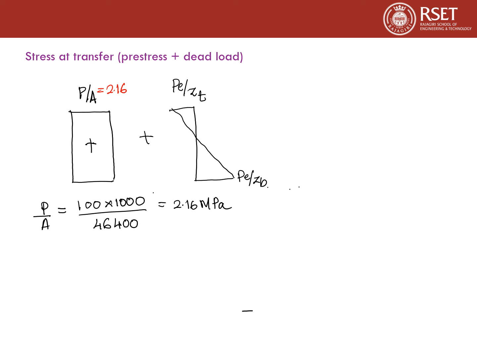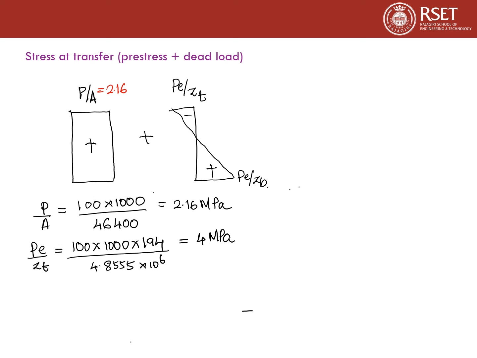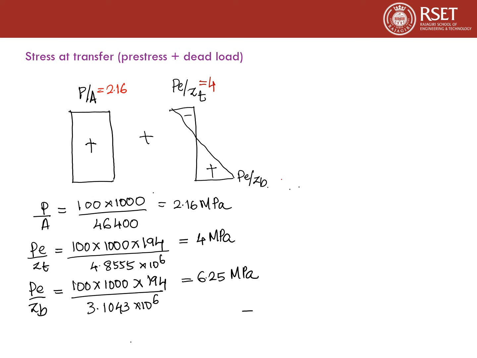Now due to the eccentricity of pre-stress there will be a hogging moment. Due to that there will be a bending stress PE by ZT at the top and PE by ZB at the bottom. Here you have top tension and bottom compression because it's a hogging moment. Calculating PE by ZT, P is 100 kilonewton into the eccentricity 194 mm divided by ZT, we get a stress of 4 MPa. Now the bottom stress will be PE by ZB. Substituting the values, we get a stress of 6.25 MPa.